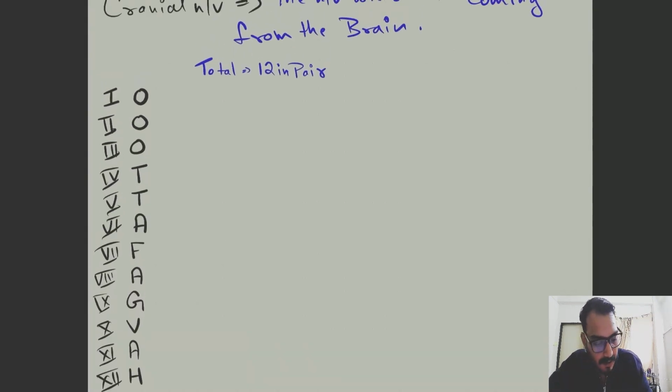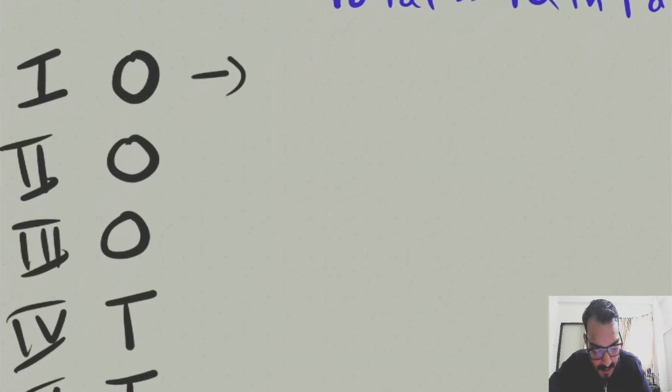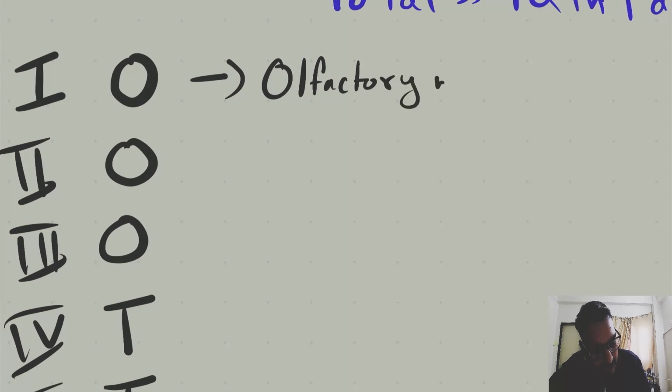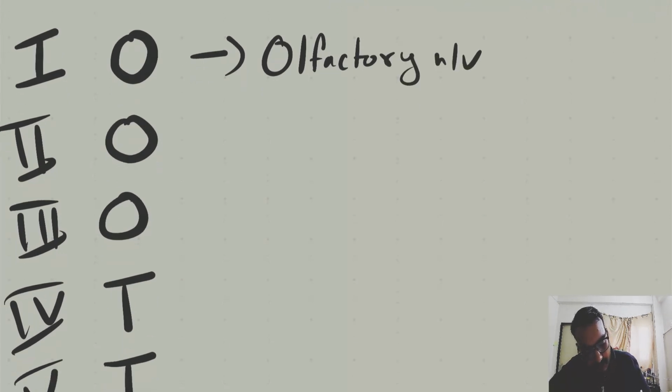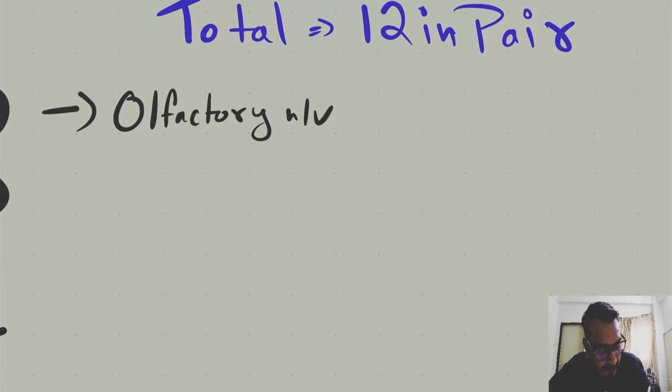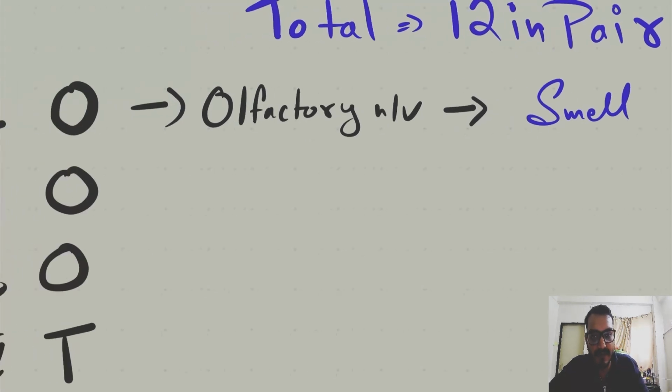Let's name them. The first one is the olfactory nerve. What is the olfactory nerve, guys? The olfactory nerve is a nerve which helps us in smell. The olfactory nerve gives us the smelling sensation.